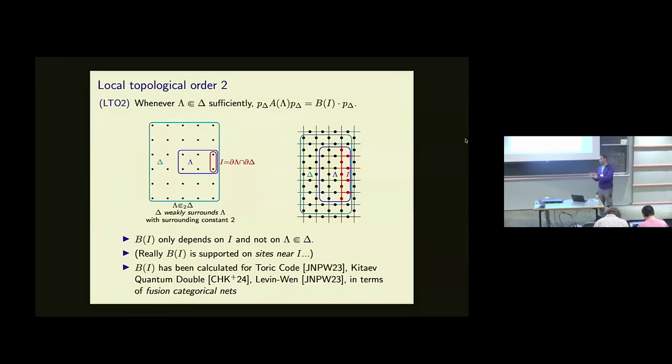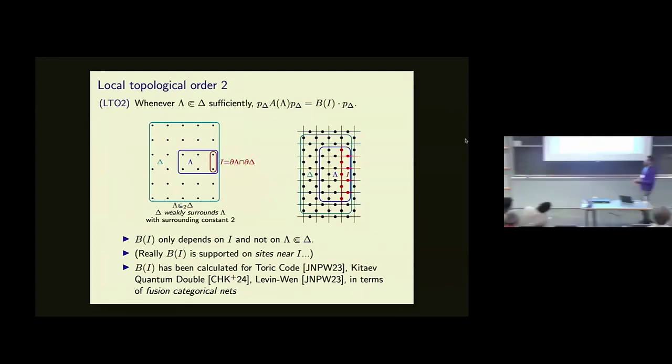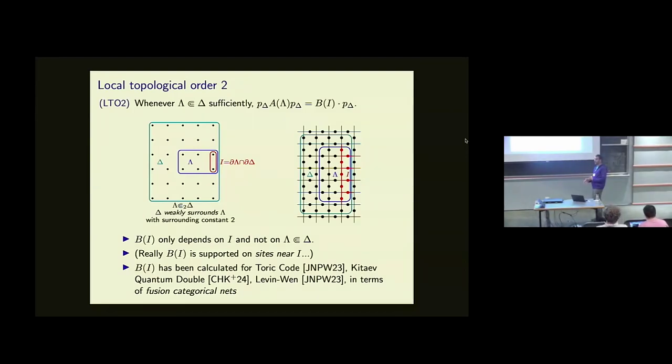If I have a net of algebras with a net of projections and it satisfies LTO1 and LTO2, that's what I call a local topological order. Not everything satisfies this, but the toric code satisfies this, Kitaev quantum double satisfies this, Levin-Wen does, Walker-Wang does. It's unclear if a chiral topological order will satisfy this or not. That's right, and I expect that's one of the future directions. Can you do this for chiral things with maybe infinite dimensional algebras instead of finite dimensional algebras?